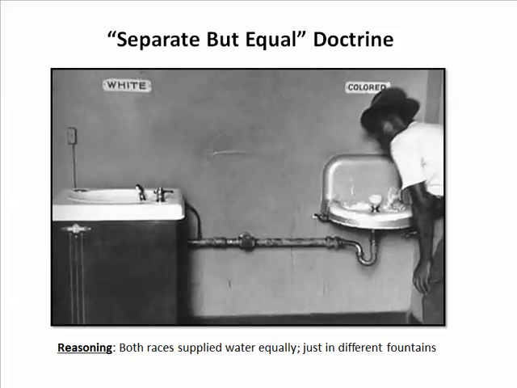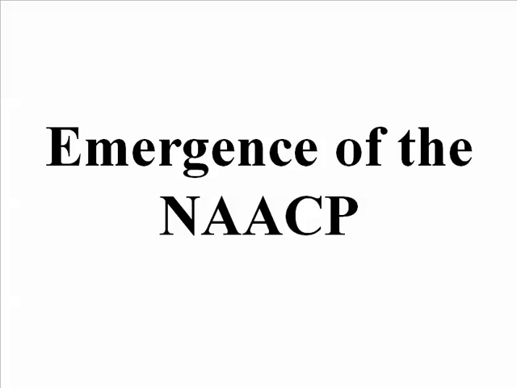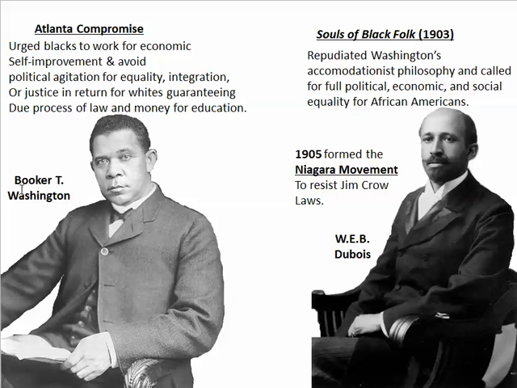Okay. Alright, the next thing we have to talk about is the emergence of the NAACP. The NAACP emerges in the different thoughts of Booker T. Washington, an African American leader, and that of W.E.B. Du Bois. Booker T. Washington came up with the Atlanta Compromise, in which he urged black people, in order to get economic self-improvement, to make something of yourself, that you needed to avoid political agitation for equality or integration or justice, in return that whites would guarantee due process of law for blacks, and they would give money to educate black people and build black schools.